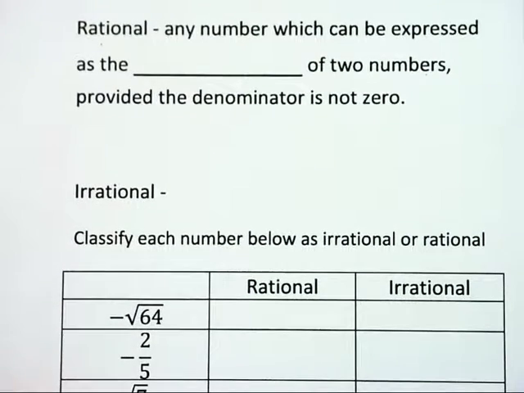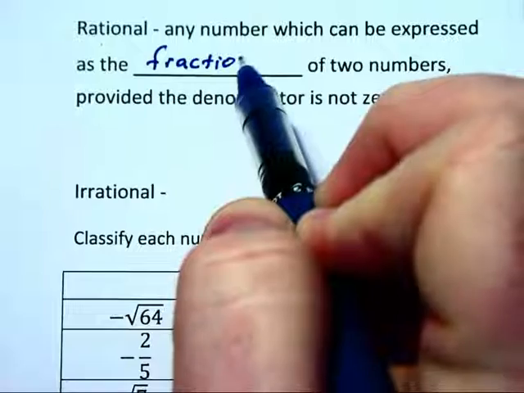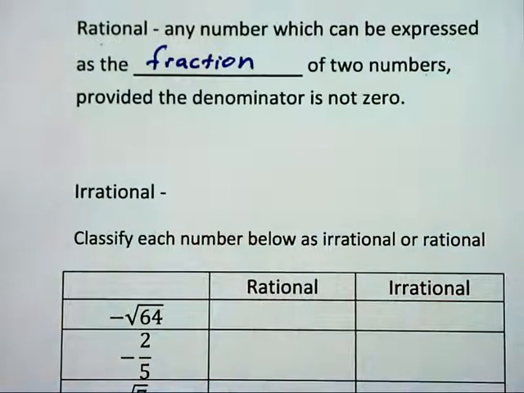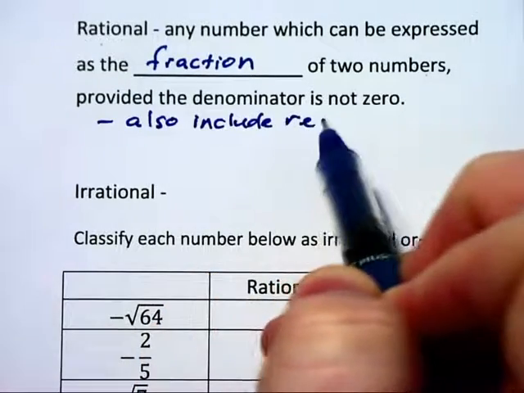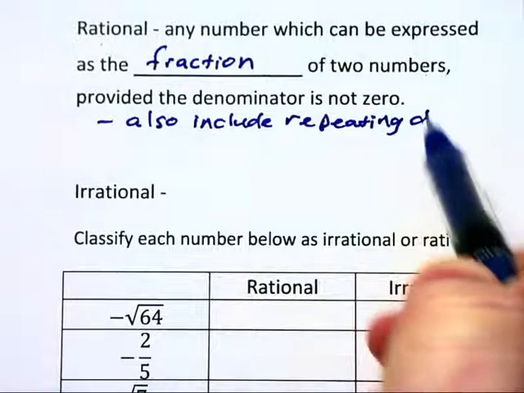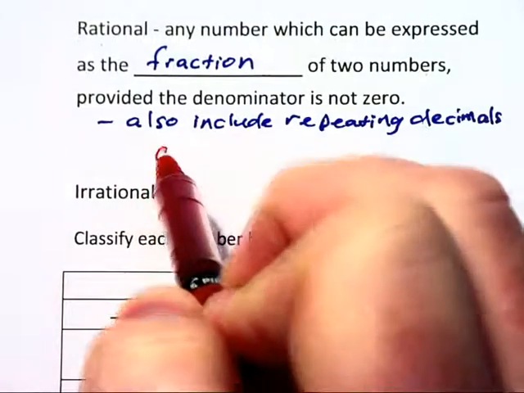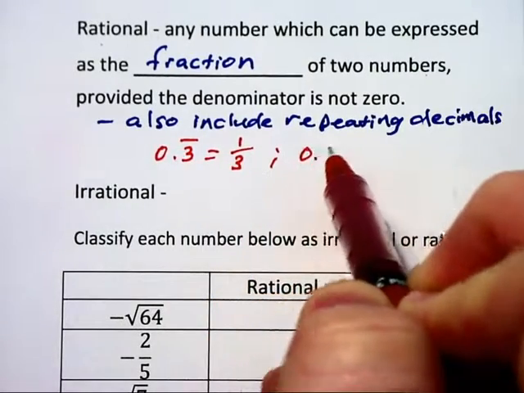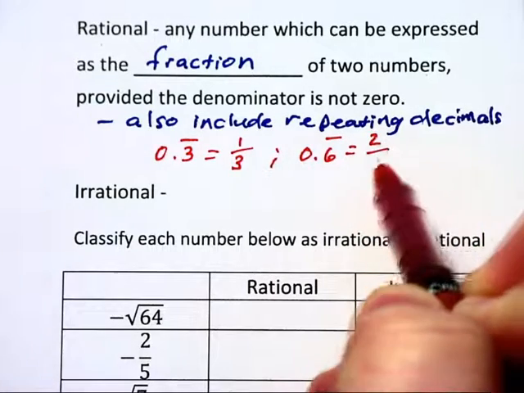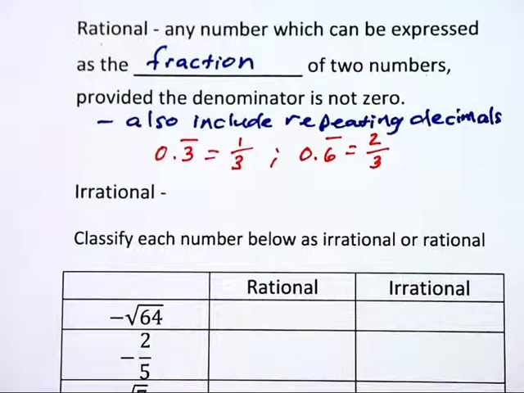Now, a rational number is any number that can be expressed as the fraction of two numbers, provided that the denominator is not 0. Now, we also want to include in this repeating decimals, because repeating decimals can also be thought of as fractions. You should all know that 0 point repeating threes is equal to 1/3, as is 0 point repeating 6 equals 2/3. That should serve as a reminder to you that repeating decimals can be written as fractions.